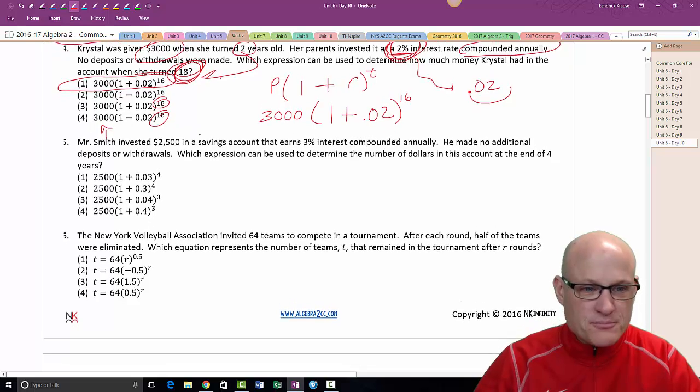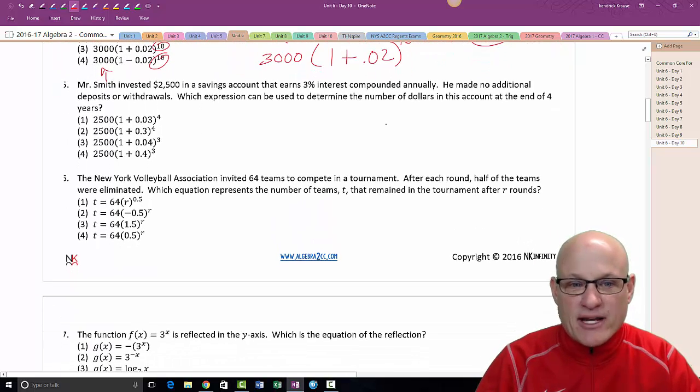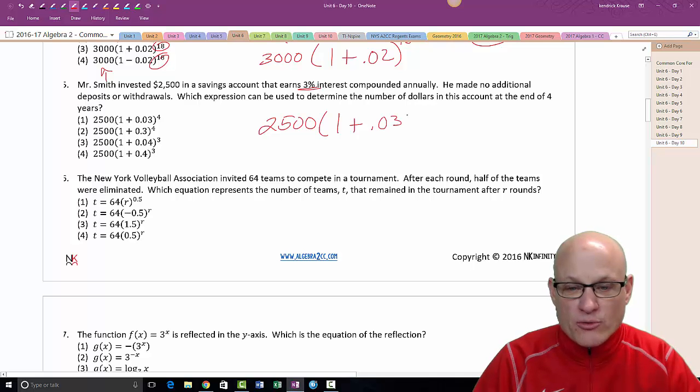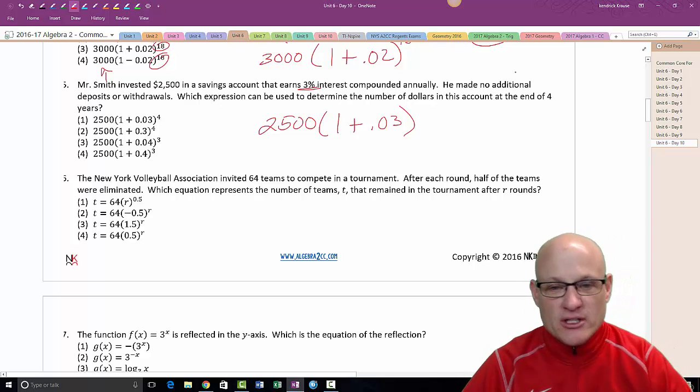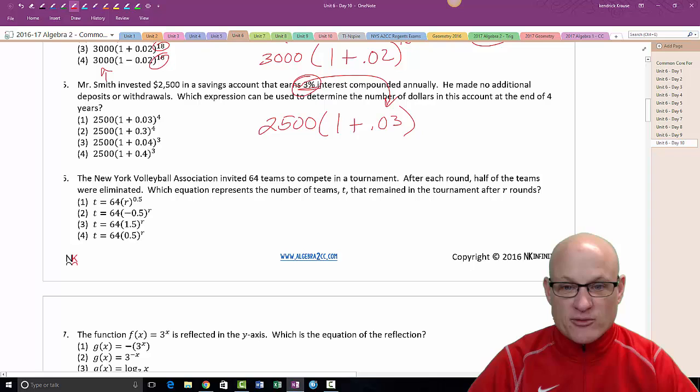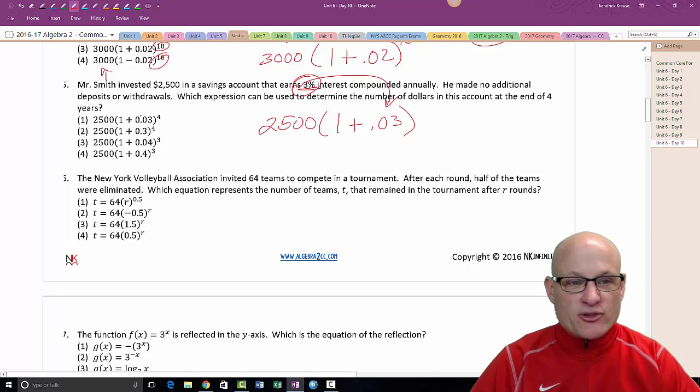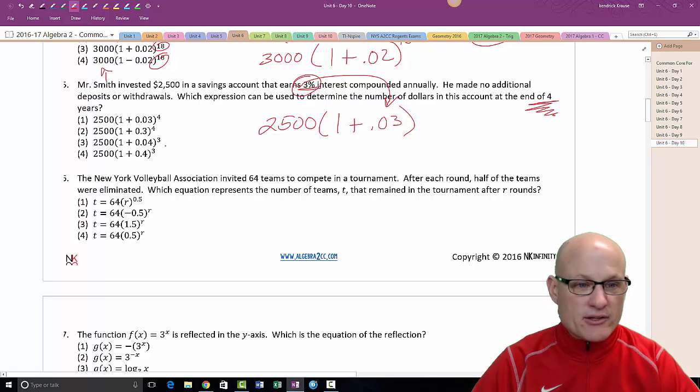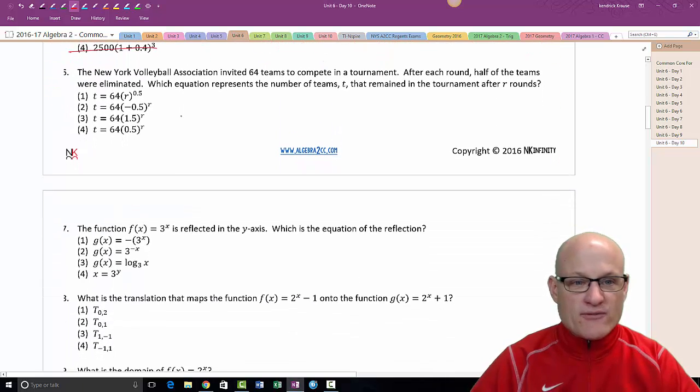Okay, moving on. Mr. Smith invested, compounded annually again, so we're looking for a 3% increase, so we take 2,500. We're going to take 1 plus 0.03. Again, I'm just getting you used to those decimals. Really understand how to convert those percentages to decimals. He made no additional deposit to the account, and we want the amount at the end of 4 years. So we just put a 4 there. Let's see what we got. We got an interest rate of 3%. So there it is again. That was pretty straightforward.